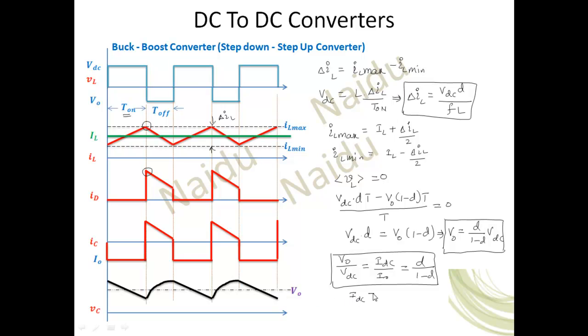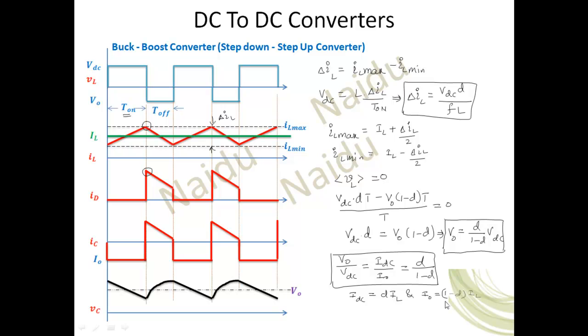So based on that, the source current is the same as the inductor average current during T on. That's why it will be D times IL. Similarly, I naught, the average value of the load current, is the same as the inductor average current during T off. So T off is taken as (1 minus D). So I naught and IDC depend on IL.